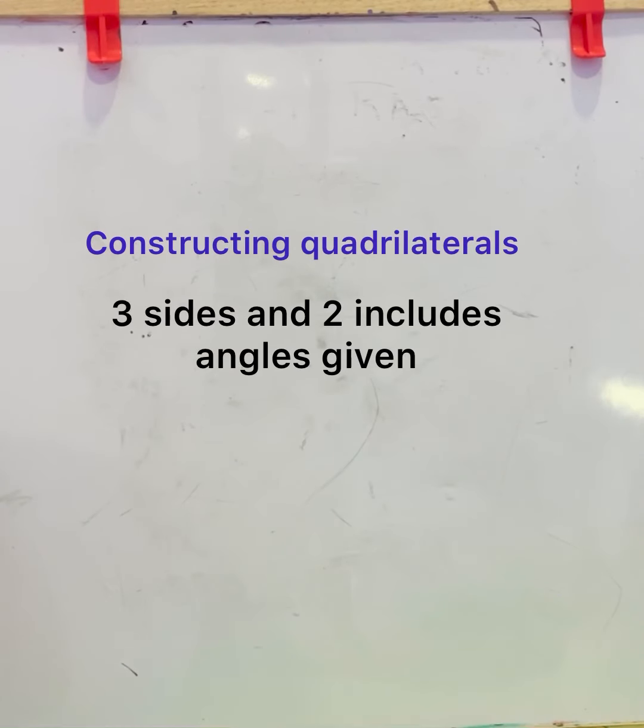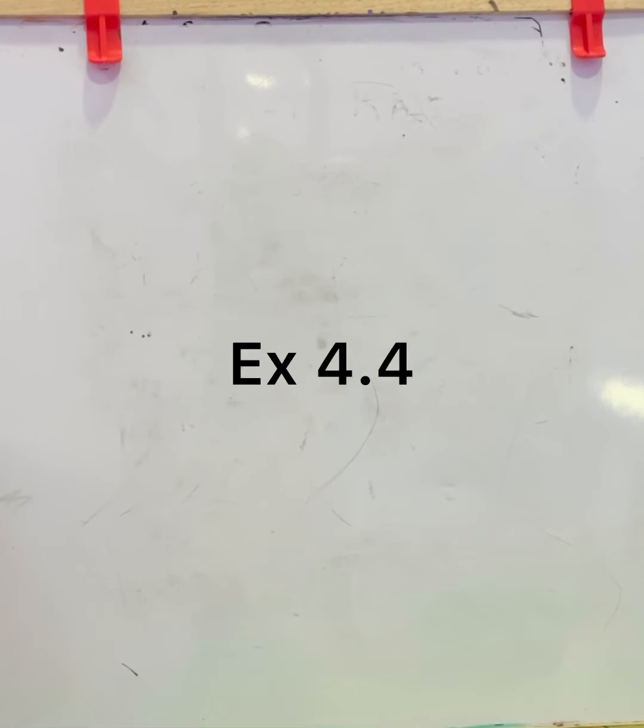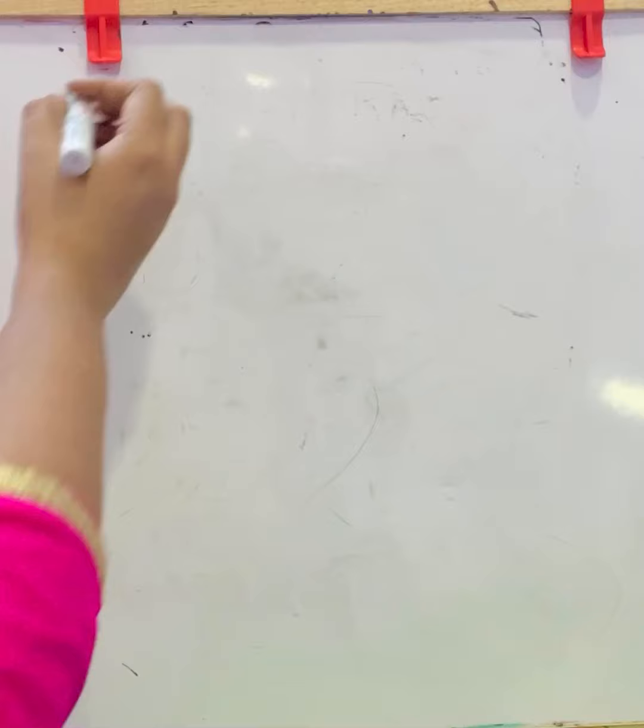Namaste. Today we will check how to construct a quadrilateral when 3 sides and 2 included angles are given. We will move to exercise 4.4. First question, construct the following quadrilaterals. First one is quadrilateral DEAR.